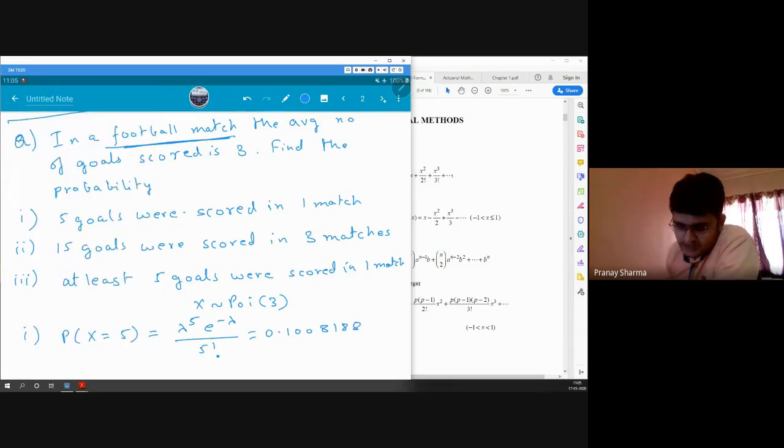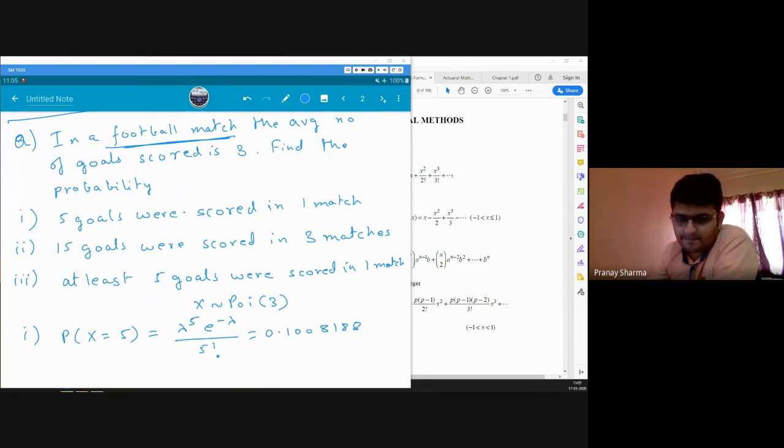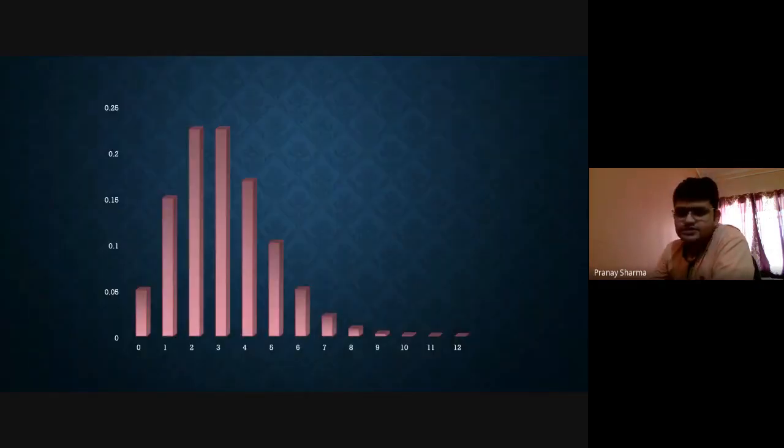Okay, I can show you the graph of Poisson distribution where our lambda will be 3. I'll just show you this. This is how the graph will look like, and the probability that our x will be 5 is this. This is our probability. That would be just above 0.1. You can see that here.